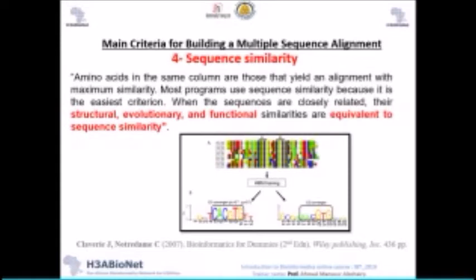Number four is sequence similarity. This is what usually happens when we make an alignment: similar sequences always come in the same column. So amino acids in the same column are those that yield an alignment with maximum similarity. Most programs use this sequence similarity criterion because it is very easy to use. But when sequences are related to each other, we can see that there is structure similarity, evolutionary similarity, and functional similarity, and all of this means sequence similarity. So if sequence similarity exists, we can see that there is structure, evolutionary and functional similarity. These four criteria could be one criterion if the sequences really have the same structure, and of course that gives all the other meanings.